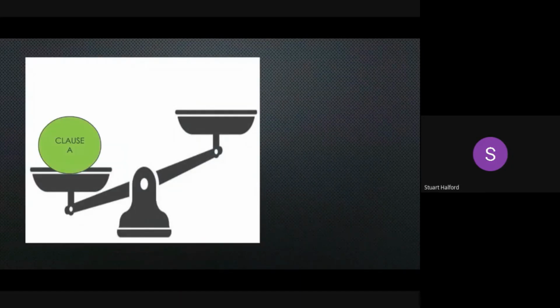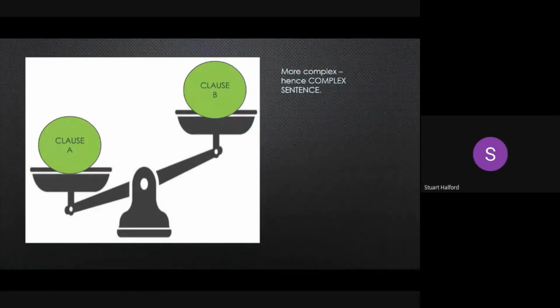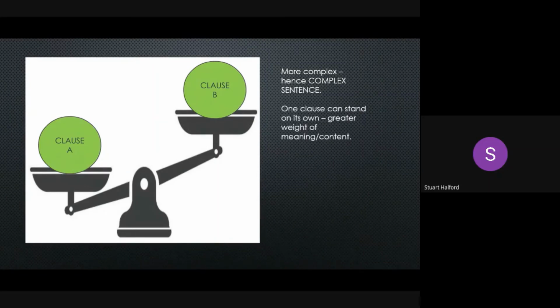Now with subordination, again, let's just deal with two clauses to keep things simple. Clause A has more weight. It carries the greater meaning. It's the one that is the important clause. And clause B is less, it's not as important. It becomes more complex, hence complex sentences. So the one clause can stand on its own and the other cannot stand independently. It can't hold the weight or the meaning of the sentence.